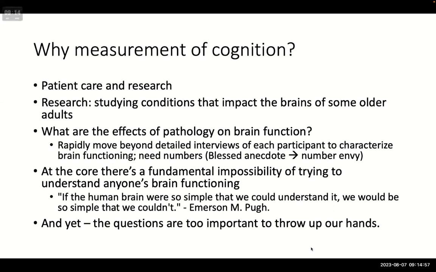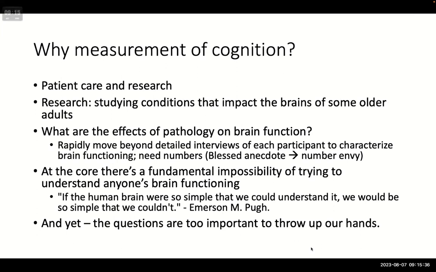So from the very earliest days of clinical pathological correlation studies, association studies, we have this need to take behavioral observation and transform it into numbers. This is at the same time as we recognize that at the core, there's a fundamental impossibility of trying to understand anyone's brain functioning. I don't really know how my brain works, and I have very little inclination as to how your brain works and your internal thought processes. I can't observe those in any way.